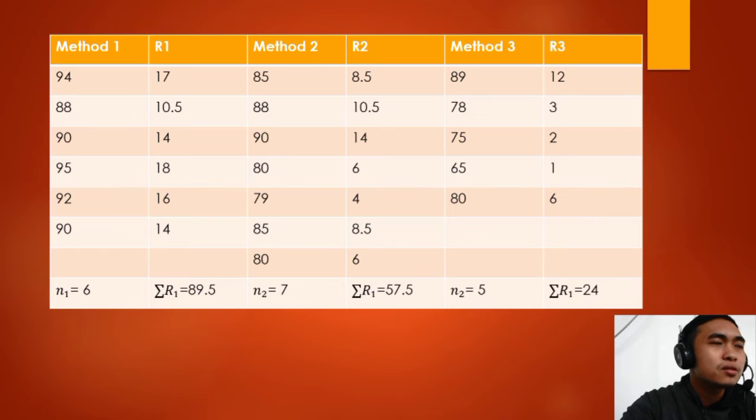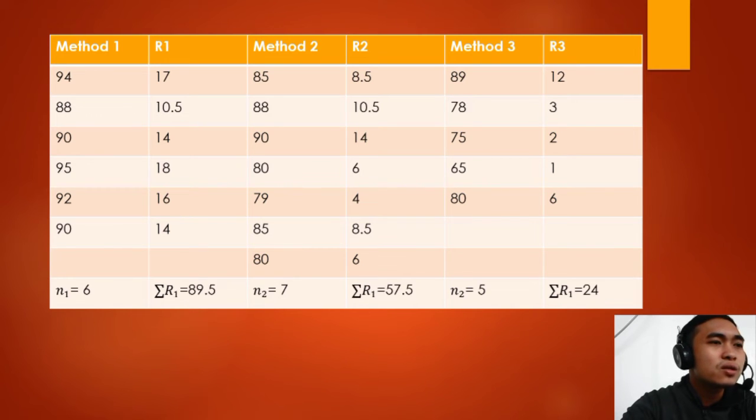Okay, so for the ranking for method one, after that we'll arrange it into the table. For the 94 we have 17 and so on. For the ranking of method one, we will extract its summation, because later on we will use it in our computation.